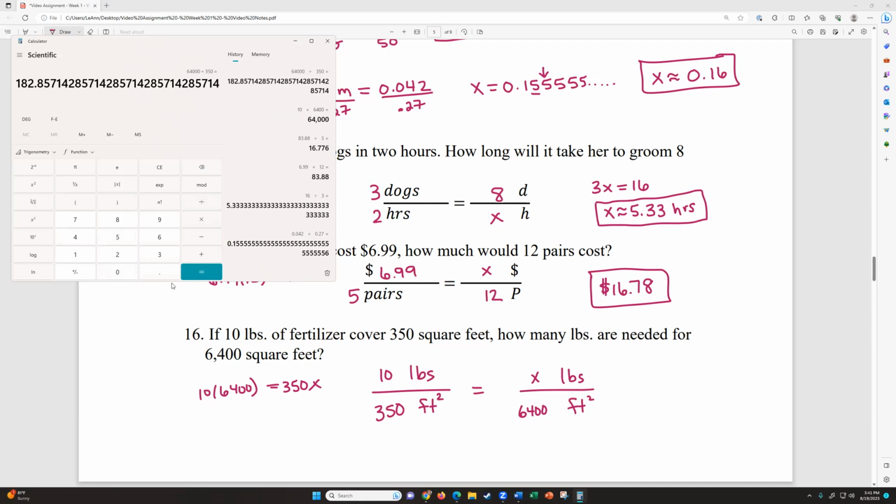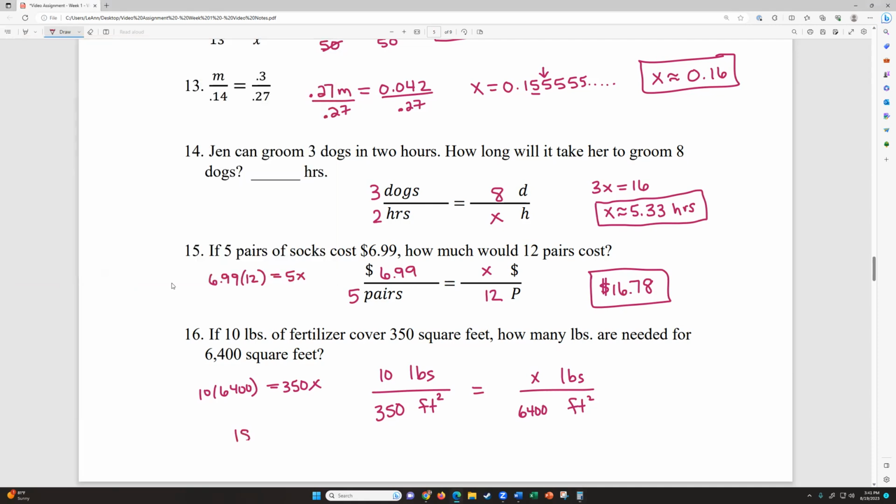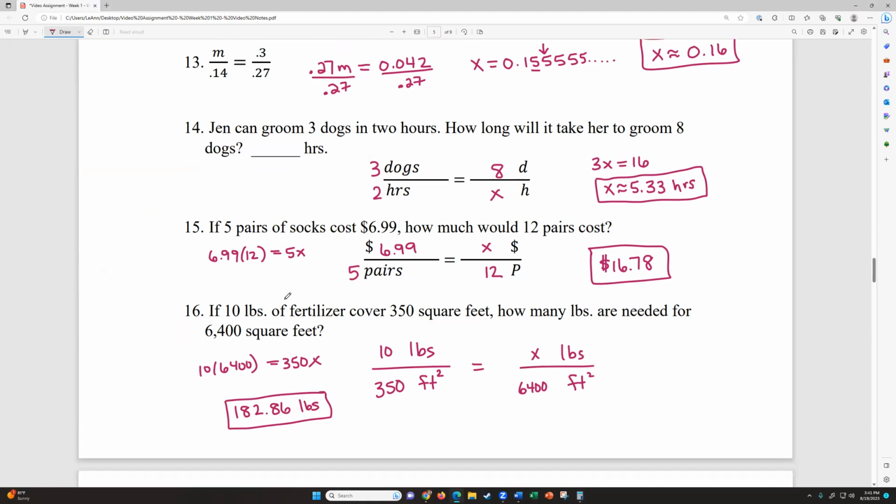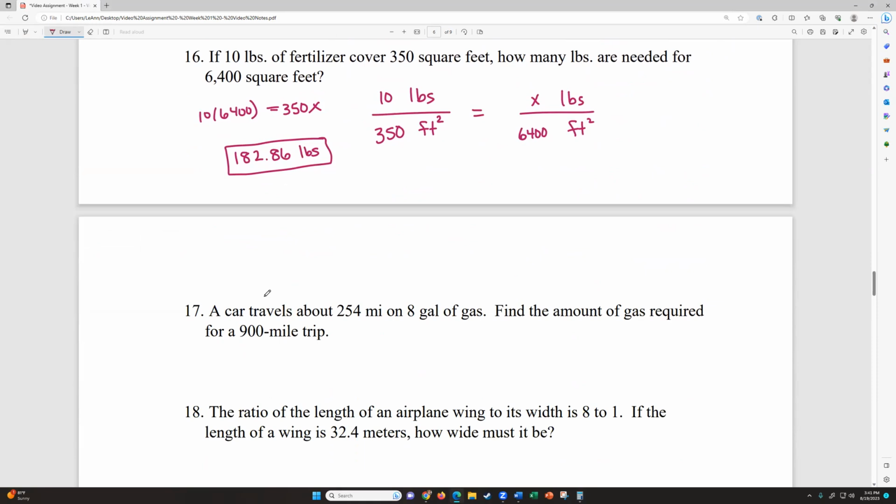And rounding this to 2 decimal places, or the nearest hundredth, we would have a 5 in the hundredths place with a 7 behind it. So it's going to be 0.86. So 182.86, and this is in pounds. That is how many pounds of fertilizer would be needed. Okay. We've got a couple more of these, and then we're going to look at our last section, 1B3.